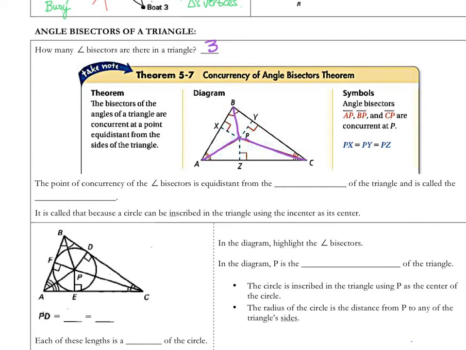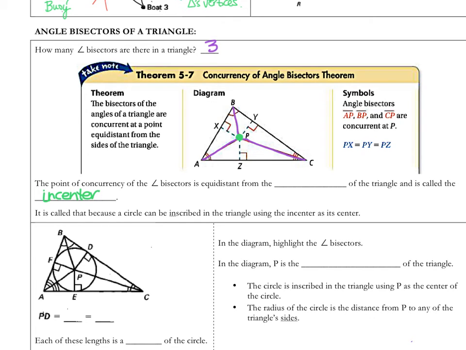The angle bisectors are also concurrent in a single point. So point P is the point of concurrency for the angle bisectors. The angle bisectors' point of concurrency is called the incenter. Okay, circumcenter is a particular name if you started with the perpendicular bisectors. We're starting with the angle bisectors this time.